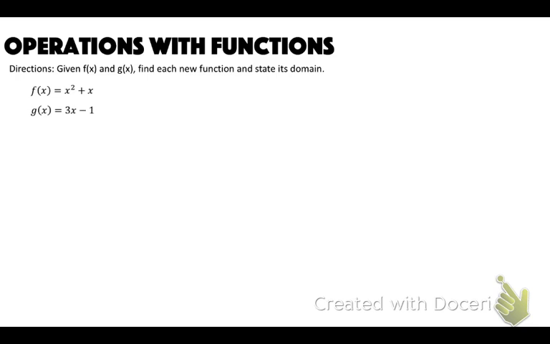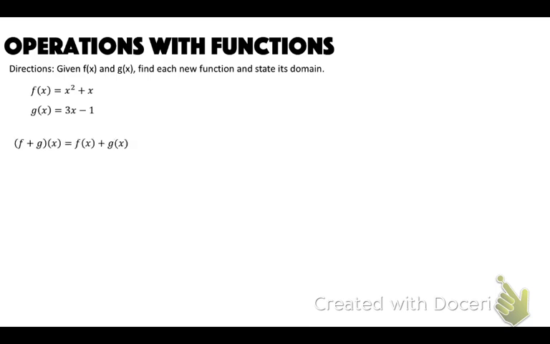Okay, let's get into some operations with functions now. So that was all of the rate of change stuff. So we're kind of switching directions here. This is going to be operations with functions. So we're given these two functions. We're given f of x equals x squared plus x, and g of x equals 3x minus 1. And I want to know what f plus g of x is.